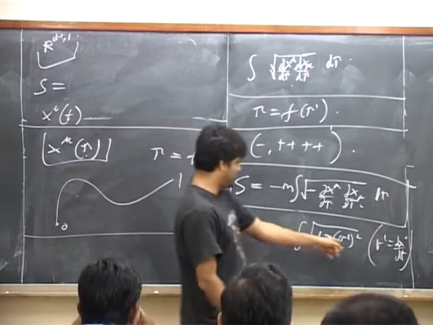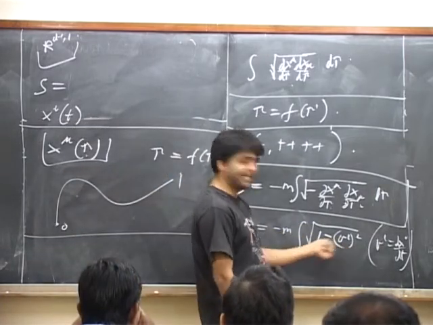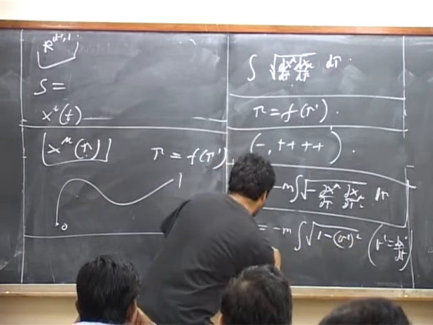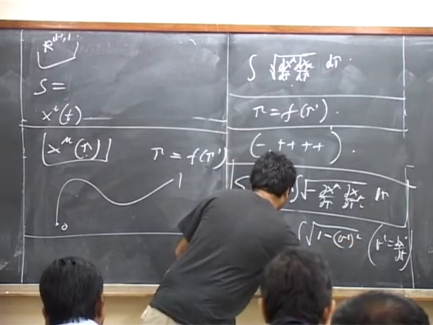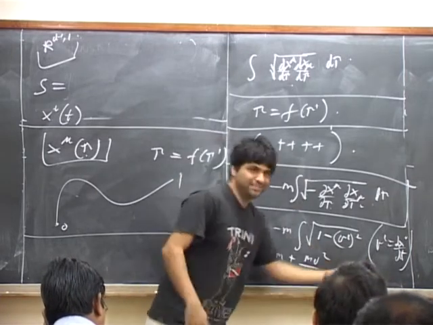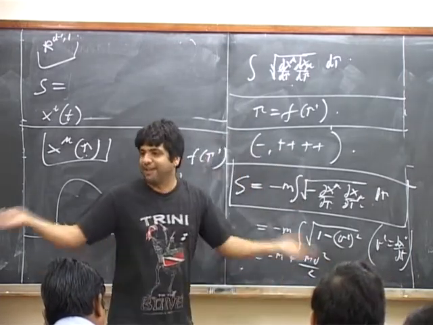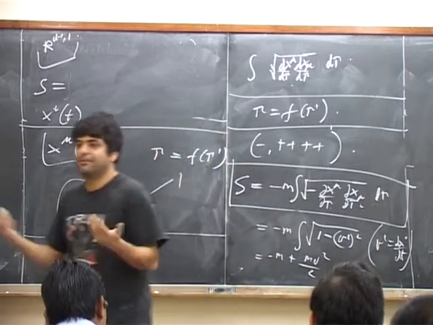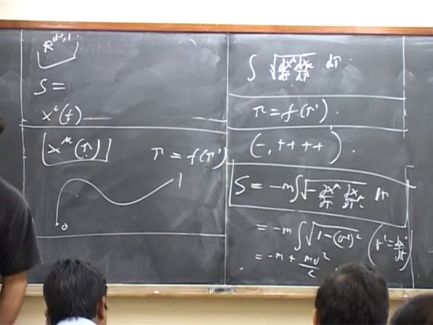Okay, so let's see if we get the right non-relativistic limit. Let's expand out the square root. Once we expand out the square root, we get minus m plus mv squared by 2 plus higher orders. Minus m is a constant, it doesn't affect physics. mv squared by 2 is the correct non-relativistic Lagrangian.